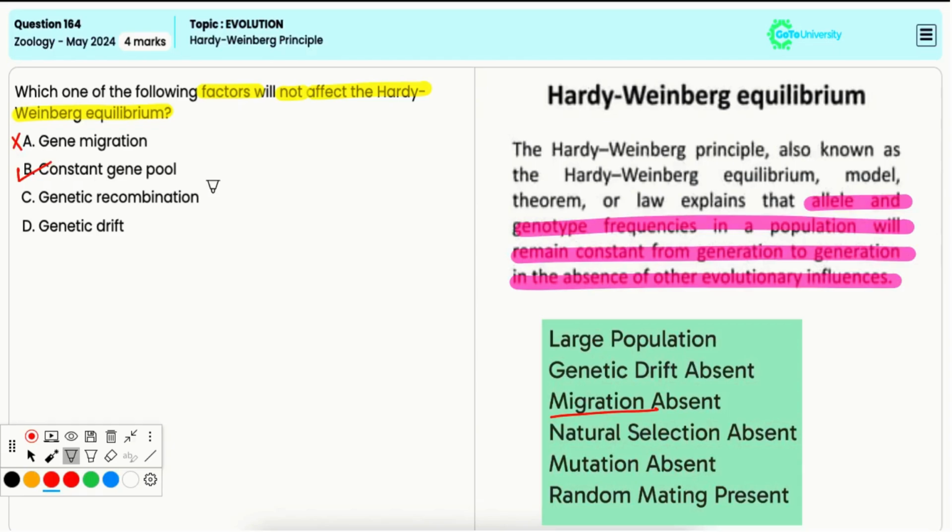Option C, genetic recombination. Now, genetic recombination shuffles alleles during meiosis, leading to genetic variation. So, it does not directly alter frequencies in a population and it has very little impact on the Hardy-Weinberg equilibrium. So, it is also incorrect. Option D, genetic drift. Now, it refers to random changes in allele frequencies, especially in small populations. So, it certainly affects Hardy-Weinberg equilibrium. Hence, it is incorrect.